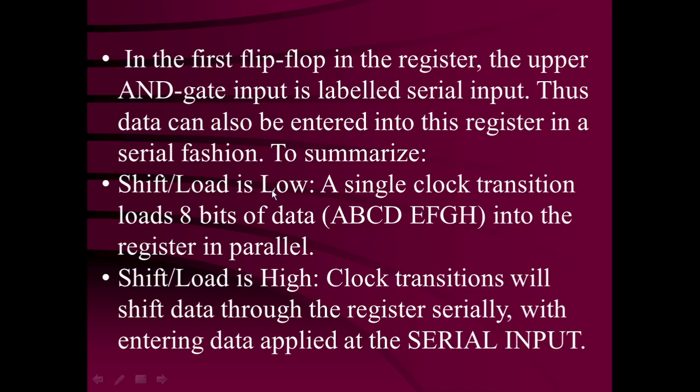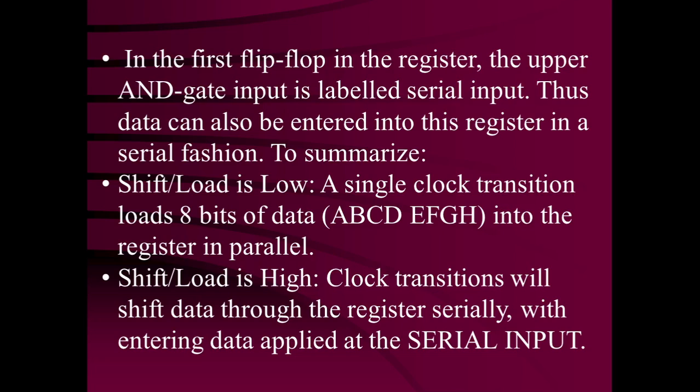Now we can summarize here. If the shift load control line is low, a single clock transition will load the 8-bit data present at the inputs A, B, C, D, E, F, G, H, whatever data is there. A can be 1 or 0, B can be 1 or 0. So any combination of A through H will be loaded into the shift register in parallel in a single clock transition.